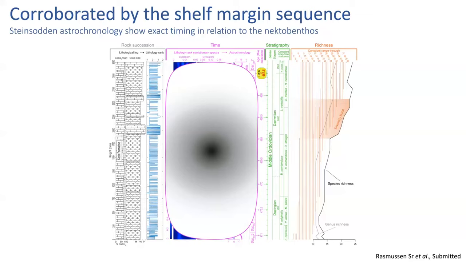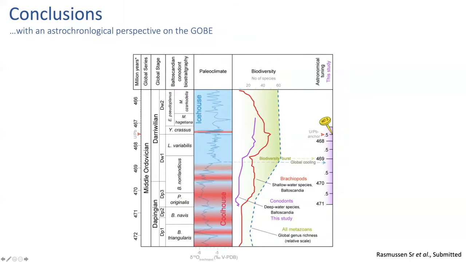So this leads me to my conclusions, which is basically this chronology through the GOBE interval. And here we have tied Nicolas Thibault's orbital, what do you call it? Yeah, his astrochronology to the uranium-lead age provided by Anders Lindskog and myself a few years ago. And with this in hand, we can actually start to put absolute ages on the evolution of these events.